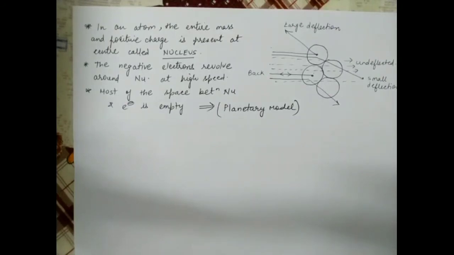But this model also failed because he also did not give the distribution of electrons in the atom, that is, how electrons are present inside the atom. And one more limitation was that if electrons and nucleus are held by electrostatic force of attraction, then why don't electrons fall into the nucleus? These limitations were then addressed by Bohr's model.